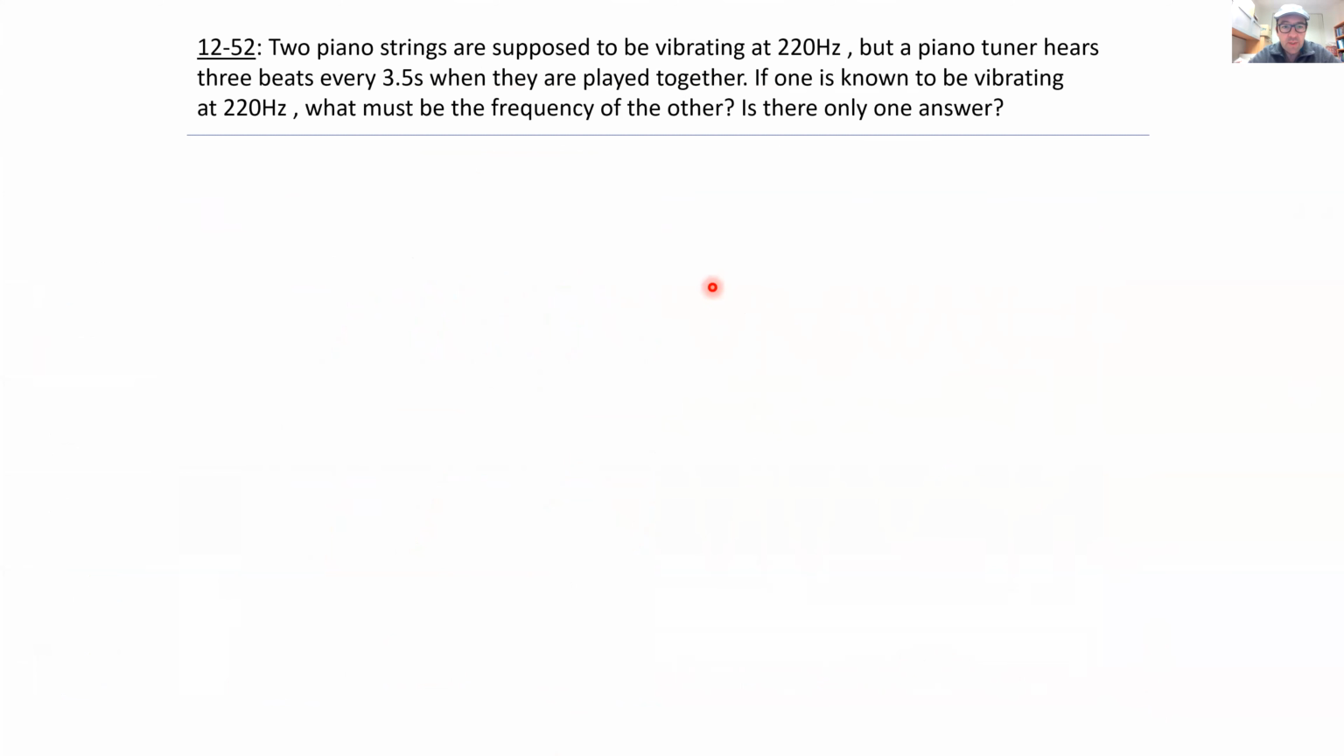So, quick problem to illustrate this. Two piano strings are supposed to be vibrating at 220 hertz. But a piano tuner hears 3 beats every 3.5 seconds when they're played together. If one of them is known to be vibrating at 220 hertz, what must be the frequency of the other? And another question, is there only one answer?